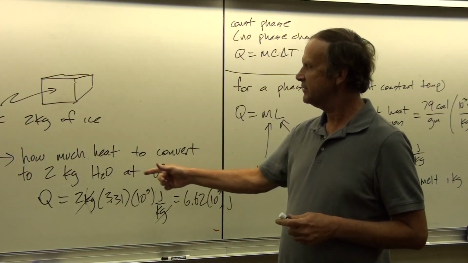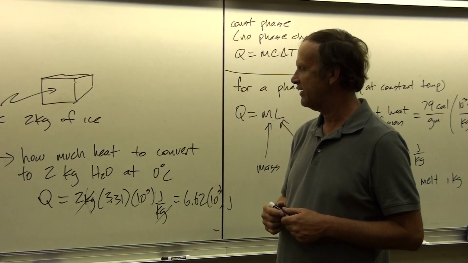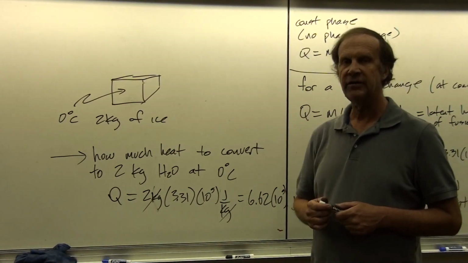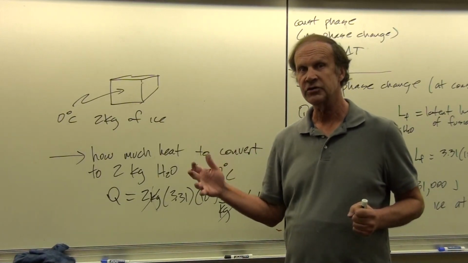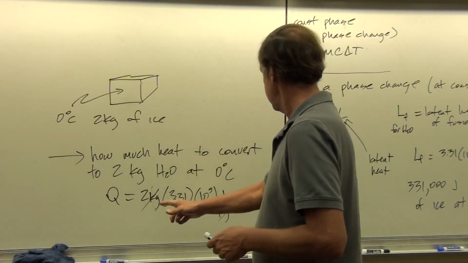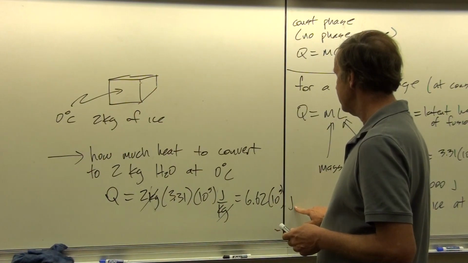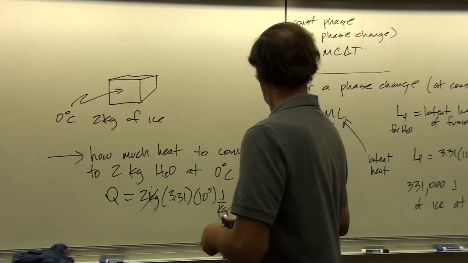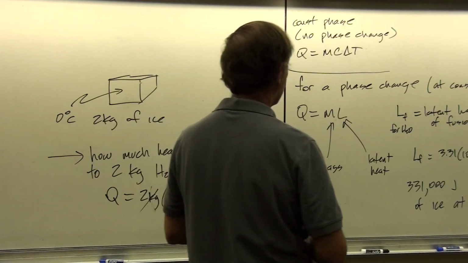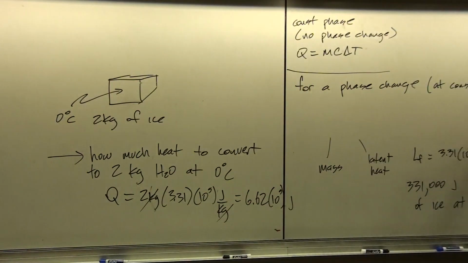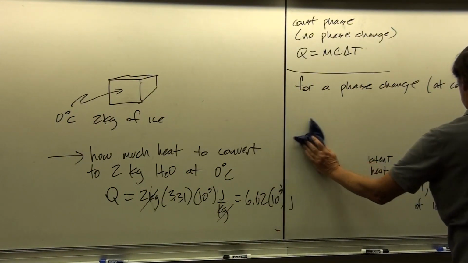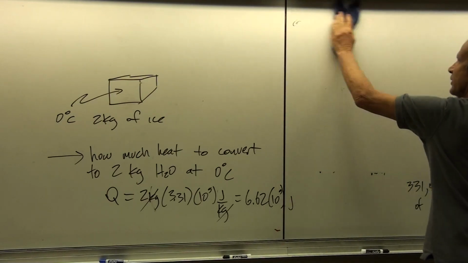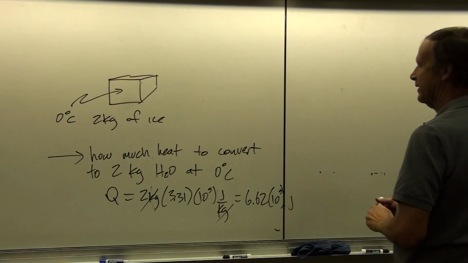Okay, so what this has shown us is that we have a certain amount of heat that's required for a phase change, but we also have heat that's required for a temperature change. If I give it this amount of joules, I've turned it into water. So let's go one more step with this. Now that it's water, let's turn it into 10 degrees centigrade water.